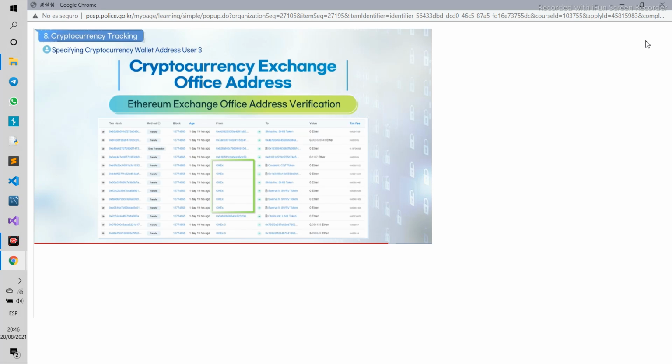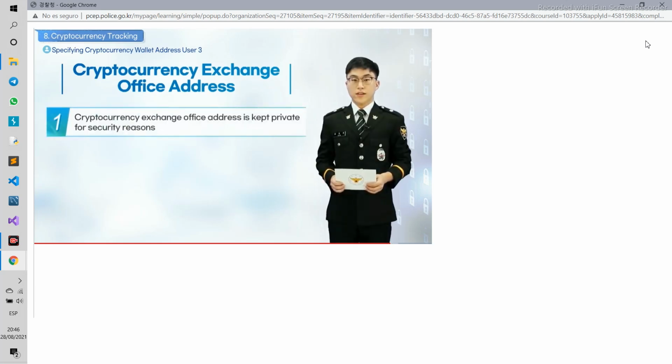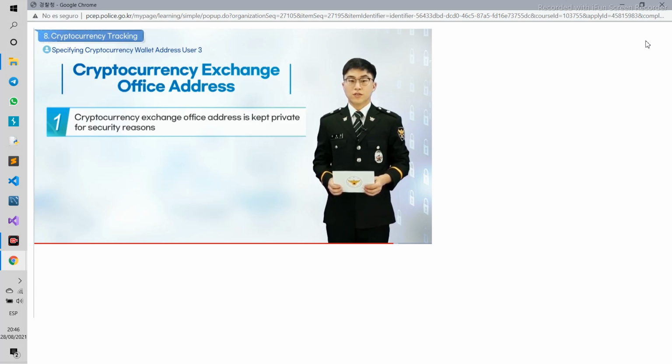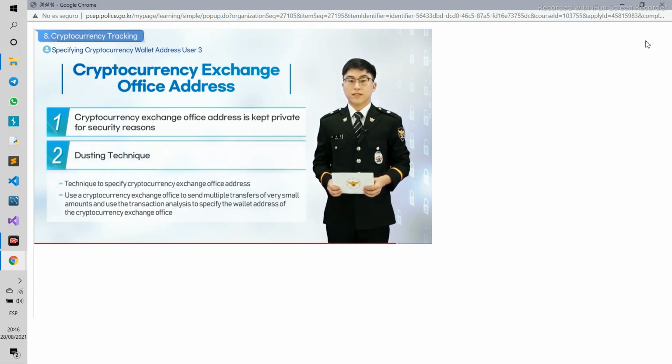However, it is hard to receive these types of services for free with Bitcoin. The cryptocurrency exchange offices do not disclose their addresses for security reasons. However, that does not mean there is no technique to check the address of cryptocurrency exchange offices. A representative technique to verify a cryptocurrency exchange office address is the dusting technique. This technique repeats transactions of very small amounts at the cryptocurrency exchange offices and uses blockchain to analyze the transaction and specify the address of the cryptocurrency exchange office.